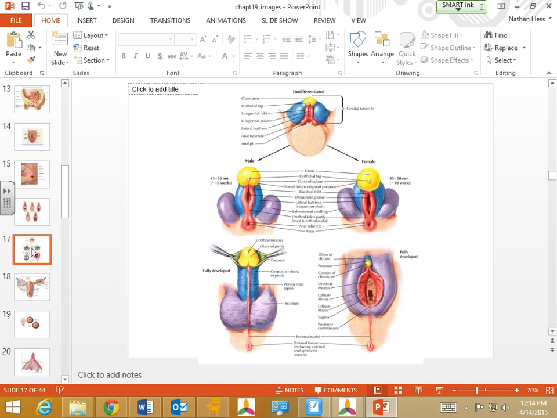Y'all with me on the differences? Orientation meaning I like men or I like women, or I like both. These are different from the actual anatomy pieces.